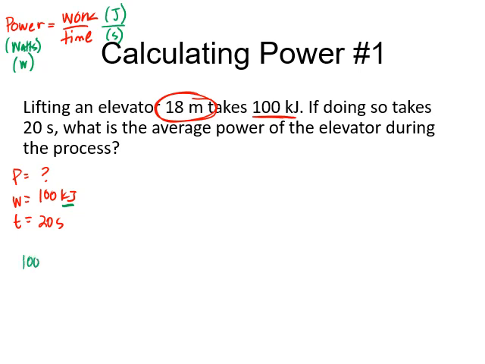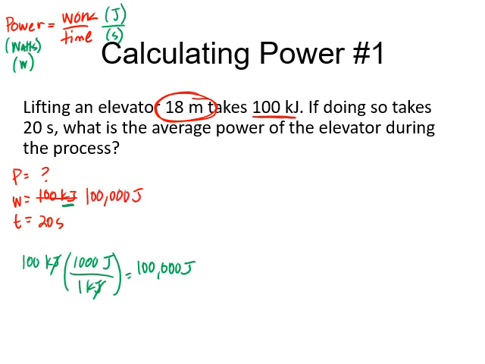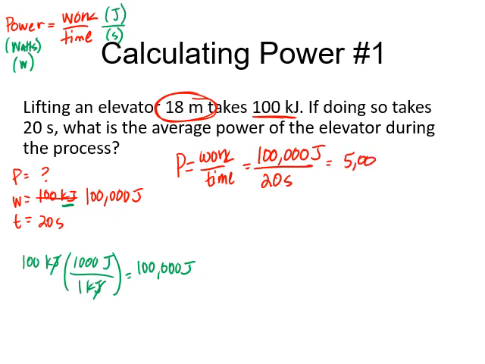So 100 kilojoules. There's 1,000 joules in 1 kilojoule, so that is going to become 100,000 joules. And that is the number that we will use, 100,000 joules. So power equals work divided by time. Our work is going to be 100,000 joules divided by 20 seconds, which is going to give us 5,000 watts.